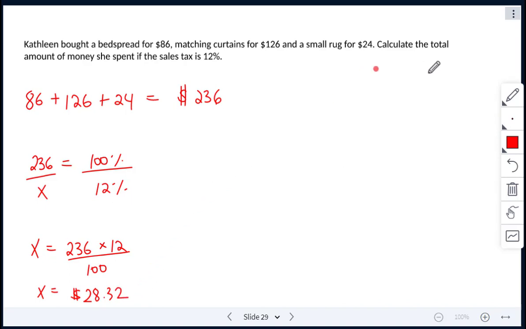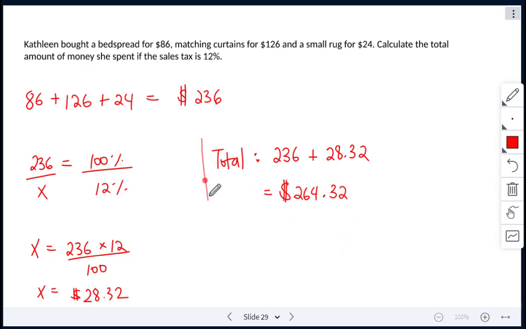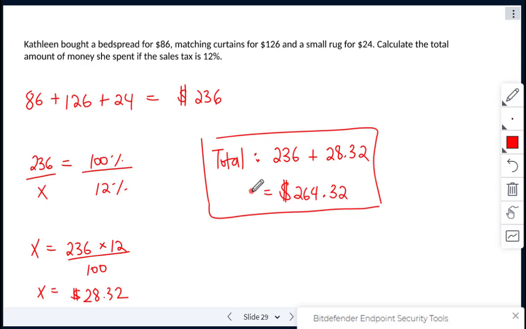We have to figure out the total though. So we have to add on sales tax to the total amount. The total is 236 plus the $28.32. Okay, and that gives a total of $264.32. So that is the total. That is answering the question because the question is asking the total amount of money she spent if the sales tax is 12%.